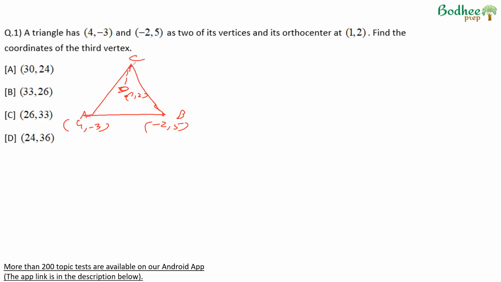If I join CD and take it forward, the orthocenter is the point of concurrence of the altitudes. Altitudes are perpendiculars drawn. Suppose this point has coordinates x, y. Now, since these two lines CD and AB are perpendicular to each other, altitude, we can say that the slopes M1, M2 should have a product of -1.